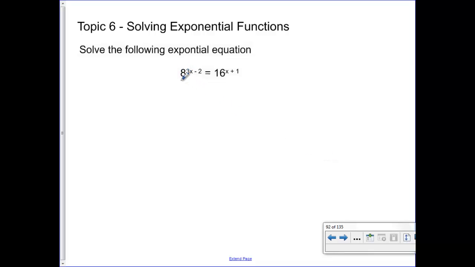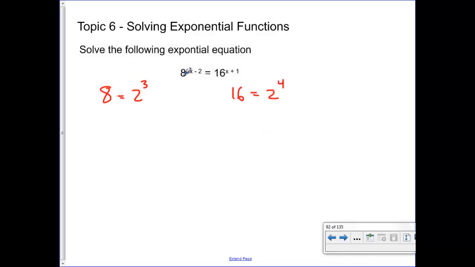8 is the base. I can write 8 a different way. 8 is also equal to 2 to the 3. Does that make sense? I can do the exact same thing with 16. 16 is actually also equal to 2 to the 4. Make sense so far? No.